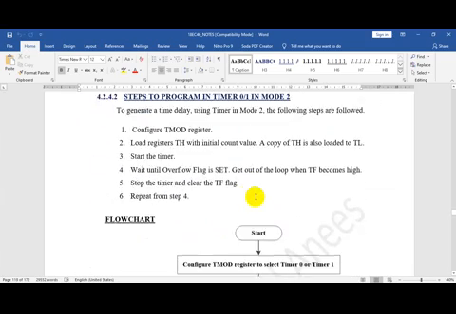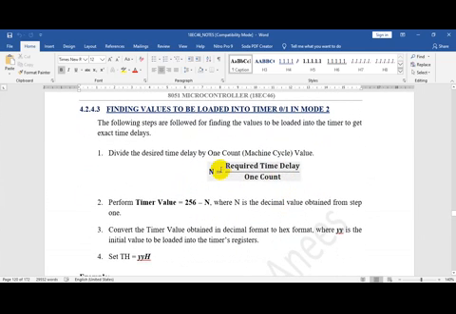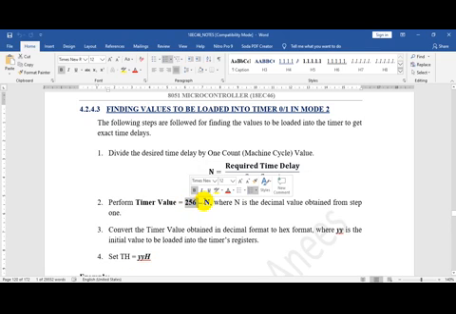So while you calculate, the steps and all are same. While you calculate the values here, as usual you will calculate n is equal to required time delay by 1 count. Now here the timer value to be loaded in the TH register will be 256 minus n. It is not 65,536, but it is 256 minus n. And its equivalent hex value will be loaded only in TH register. That's all you have to note down.